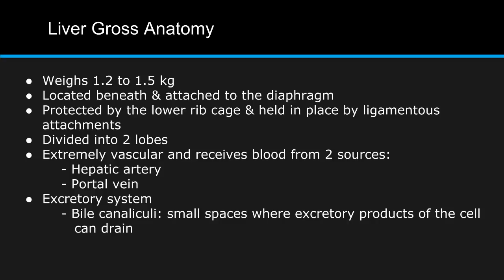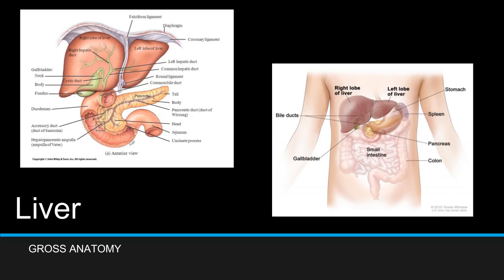The excretory system of the liver begins at the bile canaliculi, which are small spaces between the hepatocytes where excretory products can drain. The bile canaliculi between the hepatocytes form intrahepatic ducts, which join to form the right and left hepatic ducts. The hepatic ducts drain the secretions from the liver.